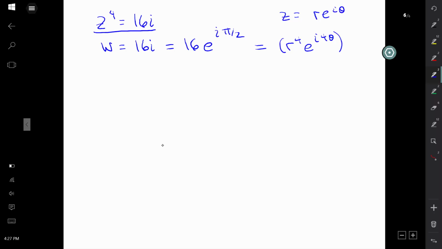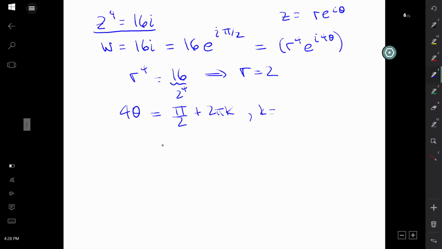So I compare these and I say, all right, so r to the 4th has to be equal to 16. 16 is 2 to the 4th, by the way. So that tells me that r has to be equal to 2. And then I know that, comparing the arguments, 4 times theta must be equal to pi over 2. But again, I can add a multiple of 2 pi here. So I could have k equal to 0, 1, 2, or 3. By the time I get to k equals 4, I'll be back to where I started.